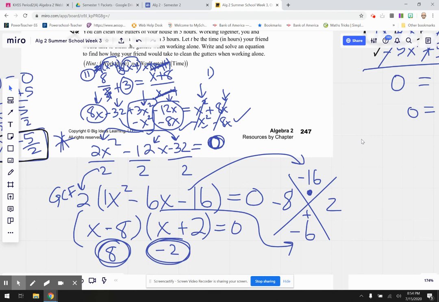We want to know what's going to make those equal 0. So x minus 8, you're going to need a positive 8. X plus 2, you're going to need a negative 2. Check your problem. Make sure they don't make a 0 on the bottom, which they do not. So your answer is correct. Those two are your answers.